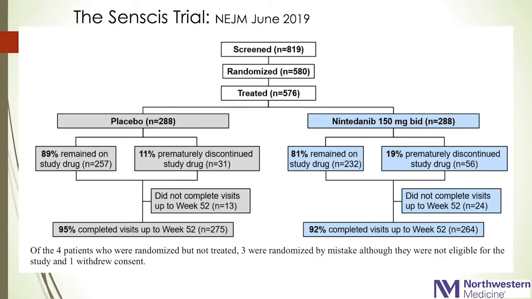So what was the SENSCIS trial? It looked at a drug called Nintedanib. Nintedanib, also known as OFEV, was a medication approved in December of 2014 in the US for treatment of idiopathic pulmonary fibrosis. Idiopathic pulmonary fibrosis is a little bit different from scleroderma lung disease in that it never had an inflammatory phase. It began with fibroblasts and it ends with fibroblasts.